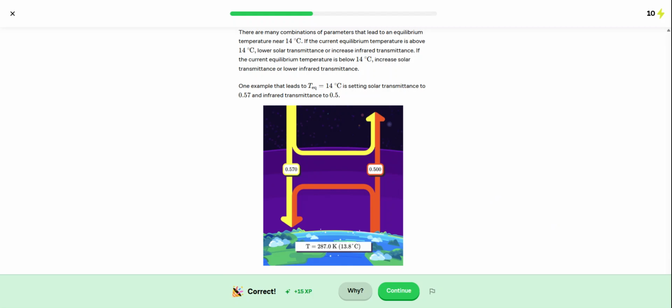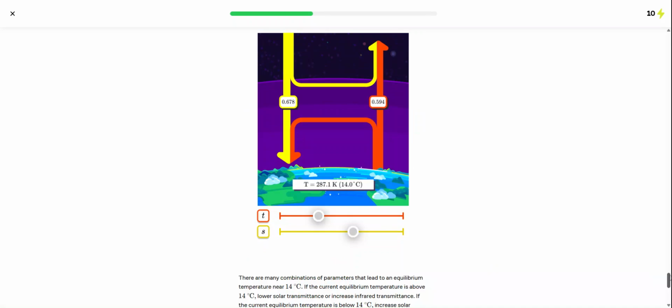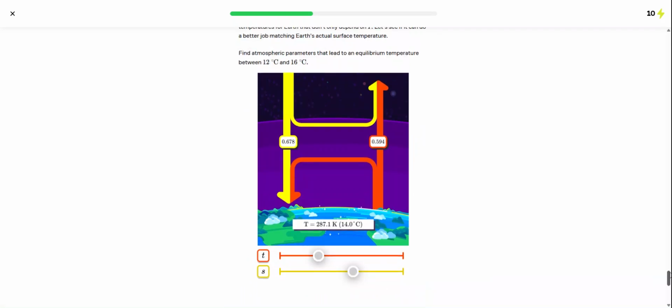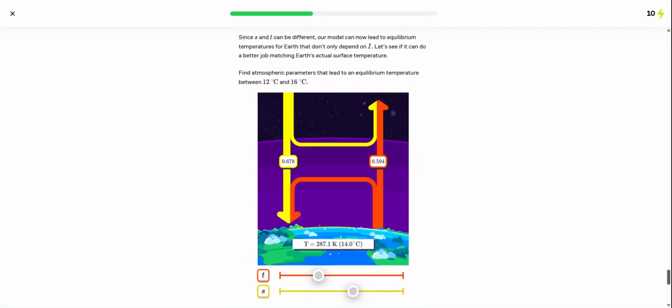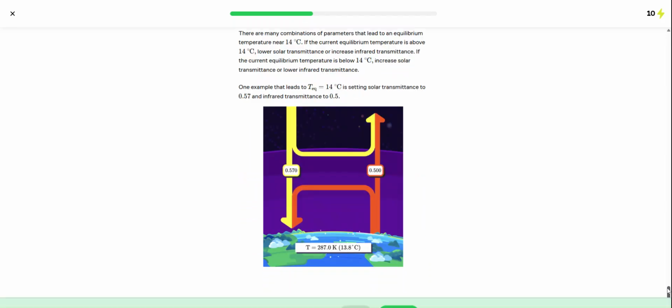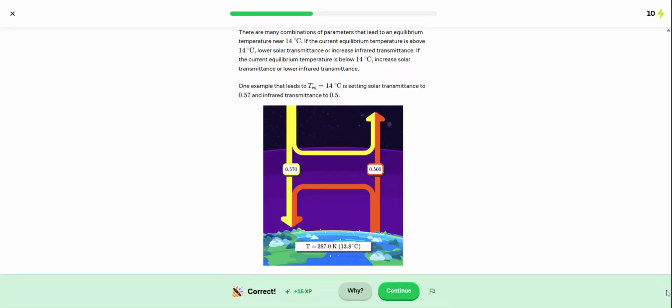One example that leads to this value is S equals 0.57 and T equals 0.5, approximately 13.8 degrees Celsius, which is a compromise for Earth's temperature. You can see mine is a bit different, close to 40 degrees Celsius, which is also acceptable. It doesn't matter, since a range of values might be accepted. Anyway, click continue to proceed to the next screen.